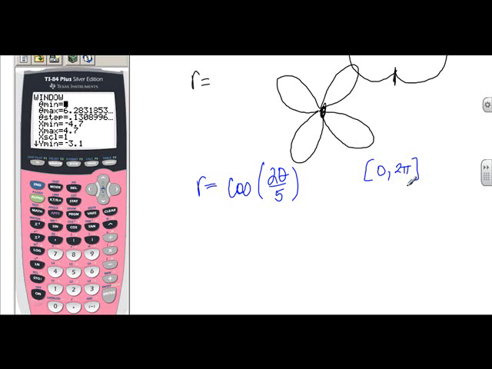So maybe what I need to look at is what value of theta will make 2 theta over 5 equivalent to 2 pi. So 2 theta equals 10 pi. Theta equals 5 pi. So maybe I should try that. I'm going to change my theta maximum to 5 pi, and I'll hit graph. Okay, and we get more.